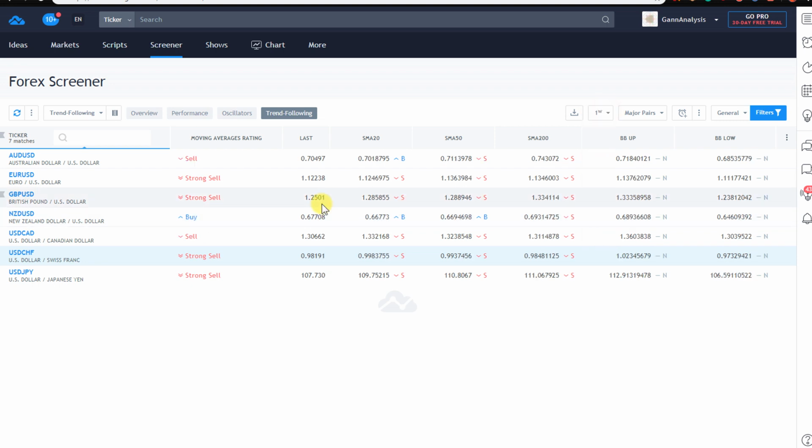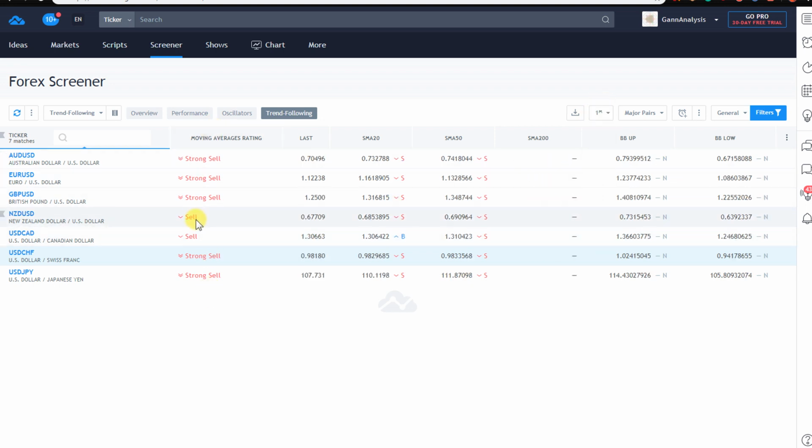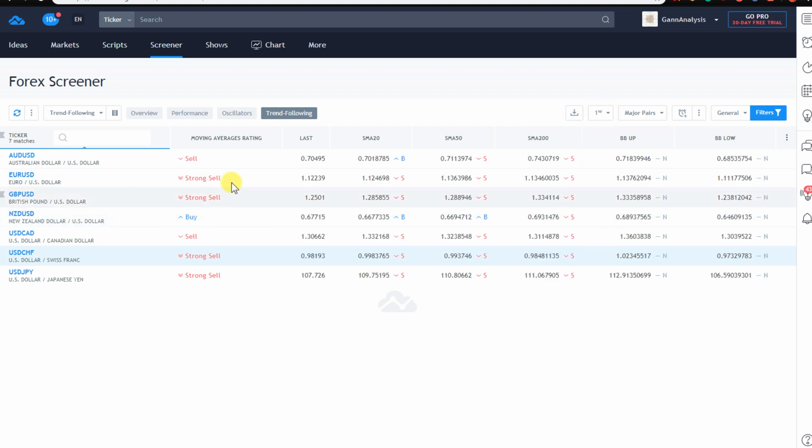Looking at the weekly, and this is the trend following, it's a strong buy. Everything else is negative. And on the monthly, sell. So between the daily and the weekly, it's in a strong buy. So that's pretty interesting. No one else is really on a buy besides maybe the Aussie. But then if you go on the weekly on the Aussie, it's a negative.